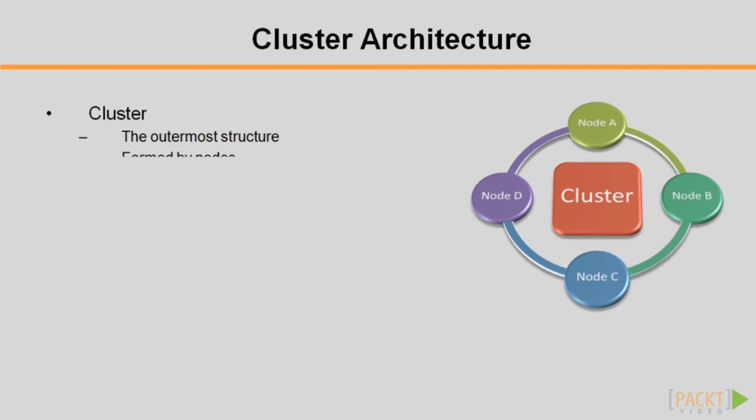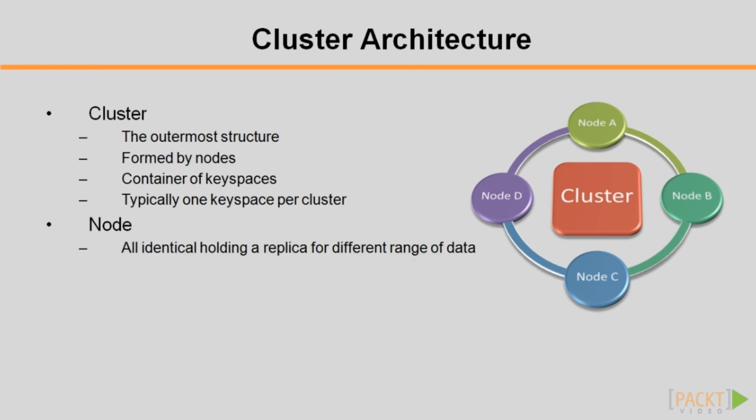The cluster is the outermost structure composed of nodes in Cassandra. It's also a container of key space, typically one key space per cluster, but it may contain more than one key space. The smallest cluster, in theory, contains a single node, and a cluster of 3 or more nodes is much more practical. Each node in a cluster is identical, and so it's a peer-to-peer architecture. It holds a replica for different range of data in partitions, and exchanges information across the cluster every second.